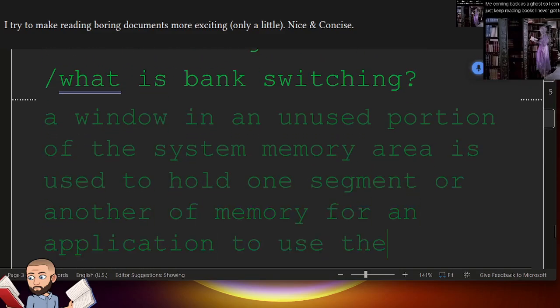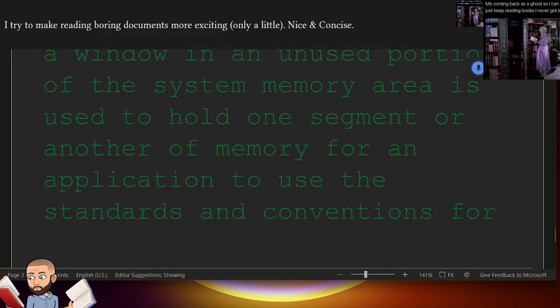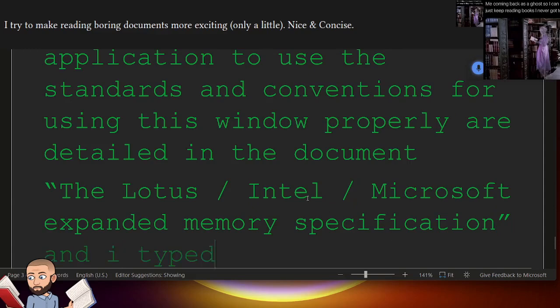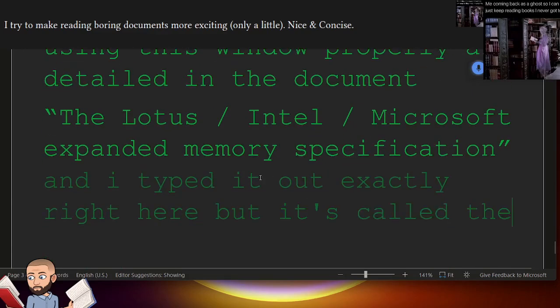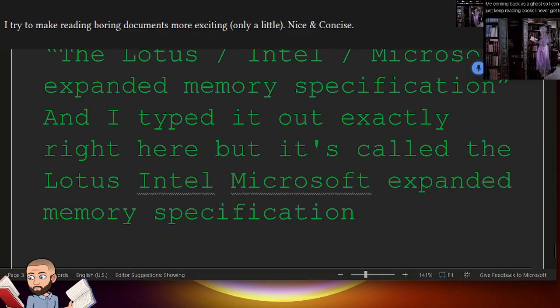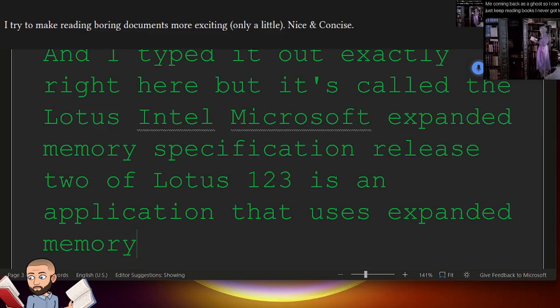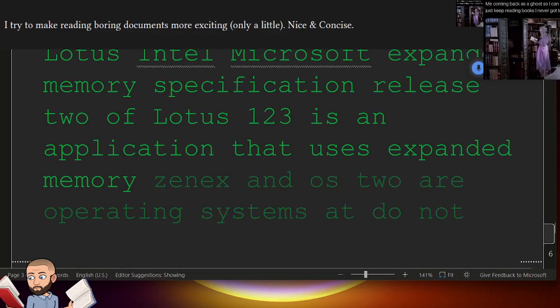The standards and conventions for using this window properly are detailed in the document, and I typed it out exactly right here, but it's called the Lotus Intel Microsoft Expanded Memory Specification. Release 2 of Lotus 123 is an application that uses expanded memory. Xenix and OS/2 are operating systems that do not use expanded memory.